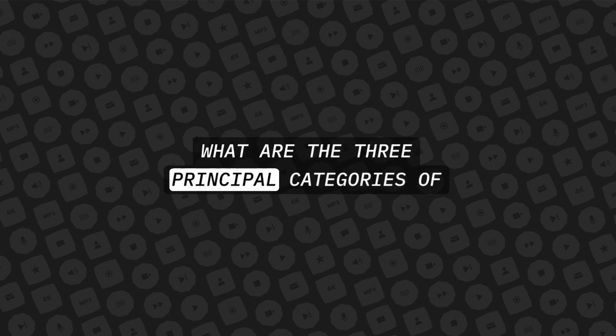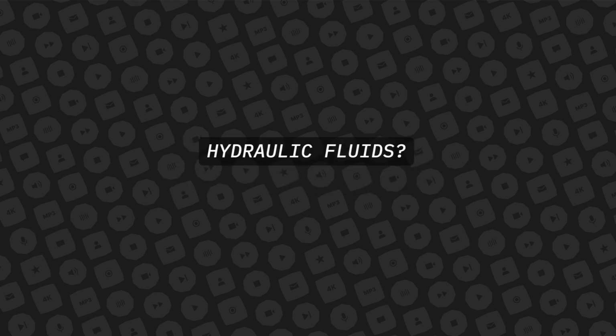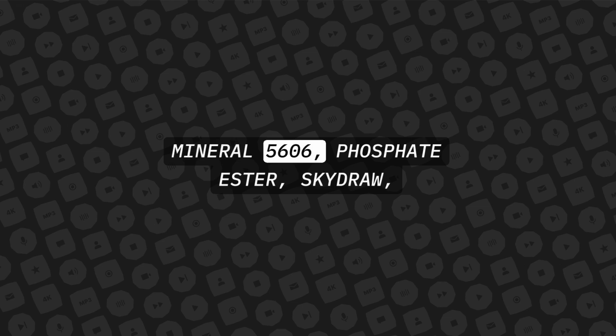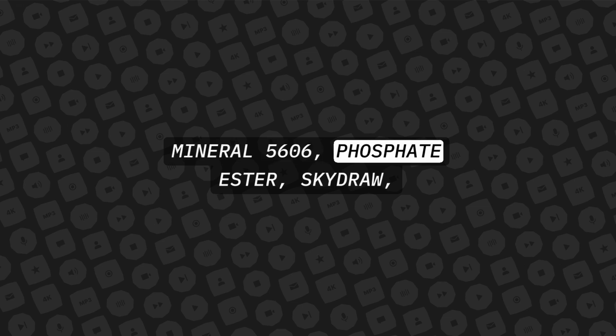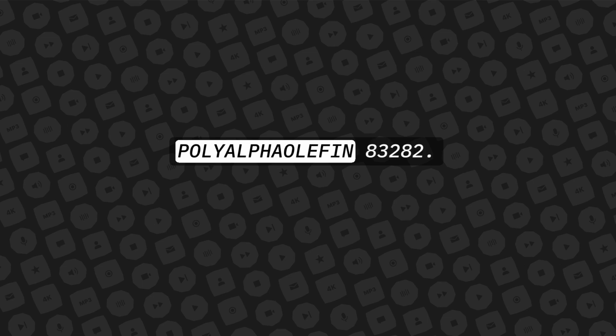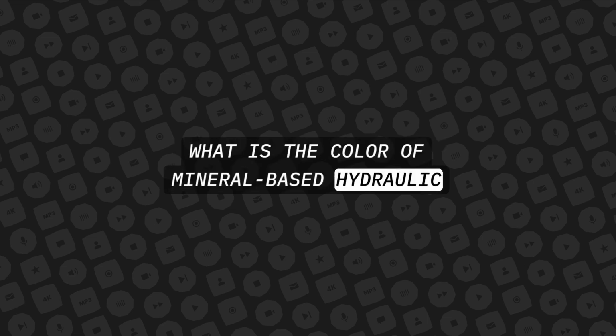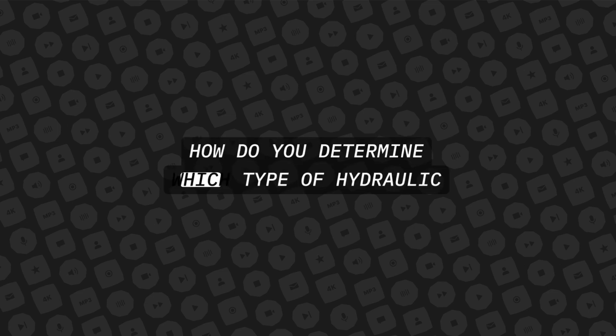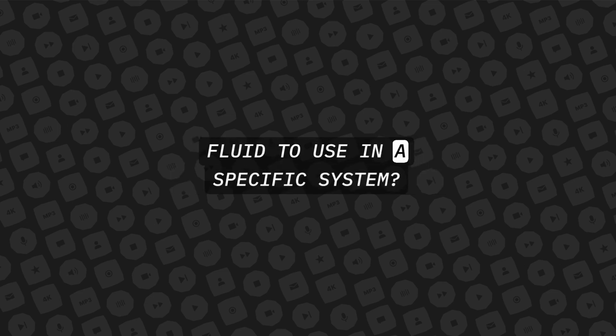What are the three principal categories of hydraulic fluids? Mineral, 5606, phosphate ester, Skydrol, polyalpha olefin, 83282. What is the color of mineral-based hydraulic fluid? Red.